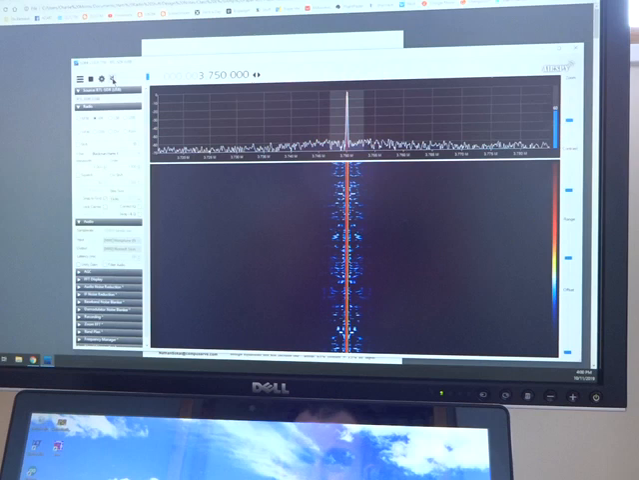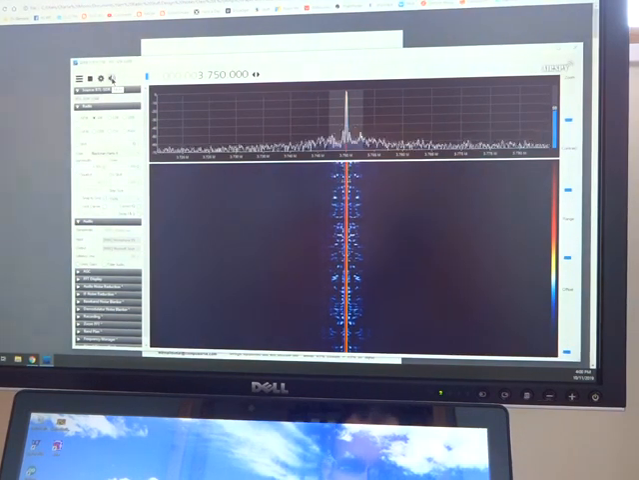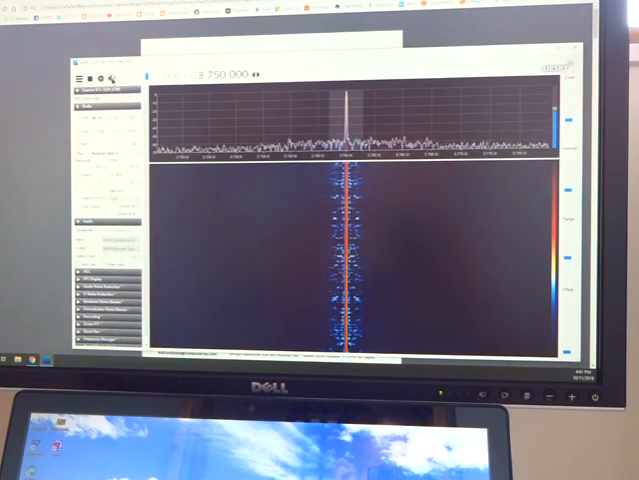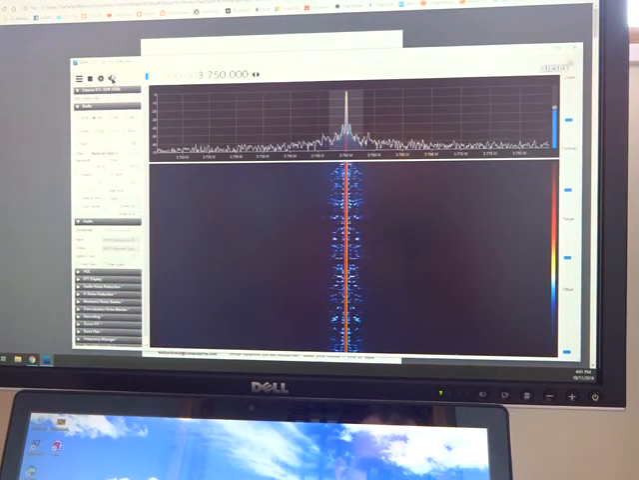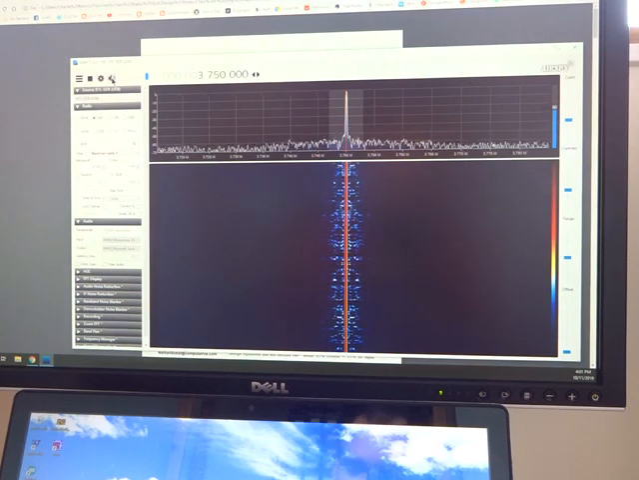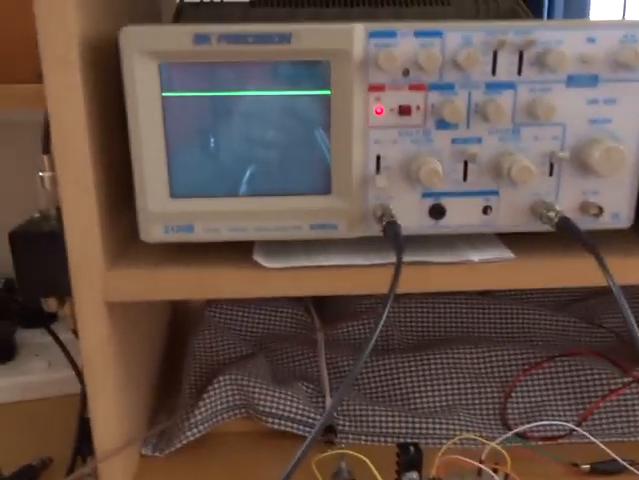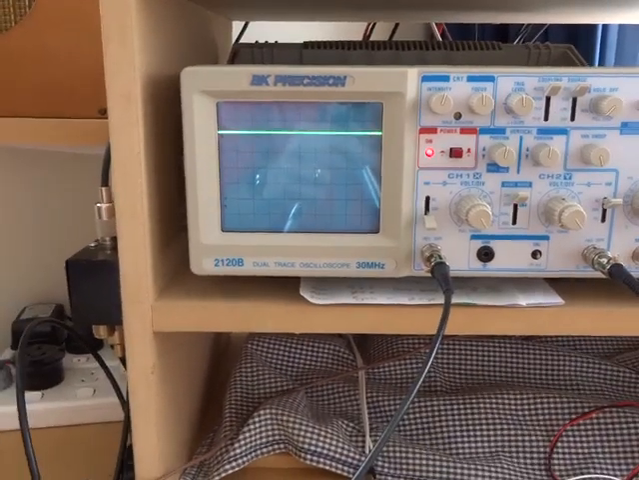So if I was just to unmute that. So we are getting some AM modulation there. So that's good. But what I'm not particularly happy with, and why I'm probably going to go back to the drawing board a little bit, is in regards to that varying DC.